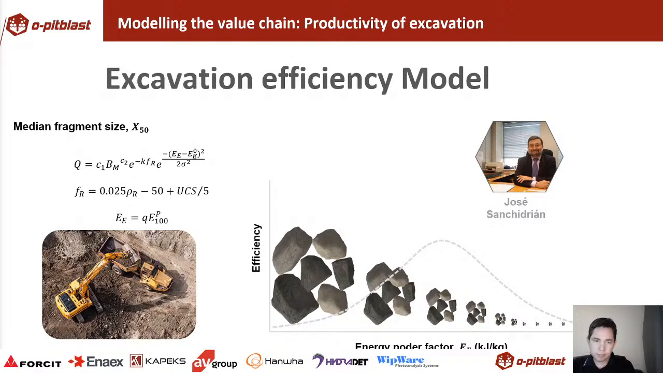Excavation efficiency model. To link fragmentation from blasting with load and haulage productivity, a model created by Sanchidrian is used. In this model, the energy from blasting is used to predict the productivity of the excavator, where there is an optimum energy that makes the equipment work at its best performance. Lower energy from blast will promote coarse fragmentation that will decrease efficiency. As well, too much energy from blasting will generate such reduced fragmentation that the efficiency will be decreased. So, it's obvious that there will be a certain level of energy where the efficiency will be the best.